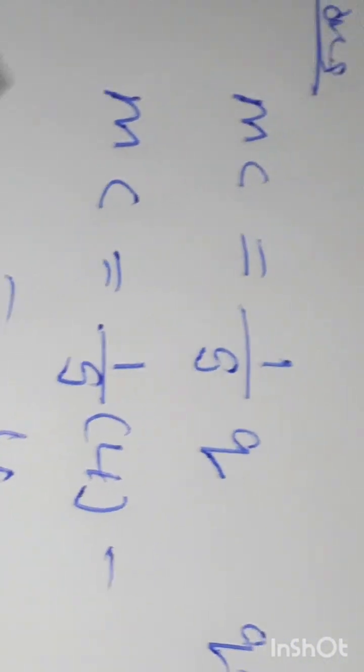Therefore, this is the rate of change of cost. So the rate of change of cost is 4 over 5. As simple as that.